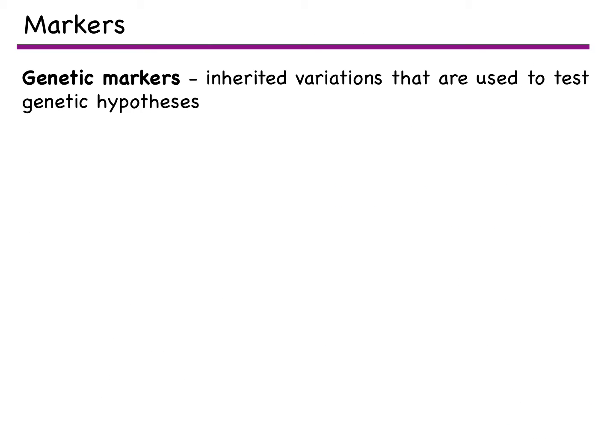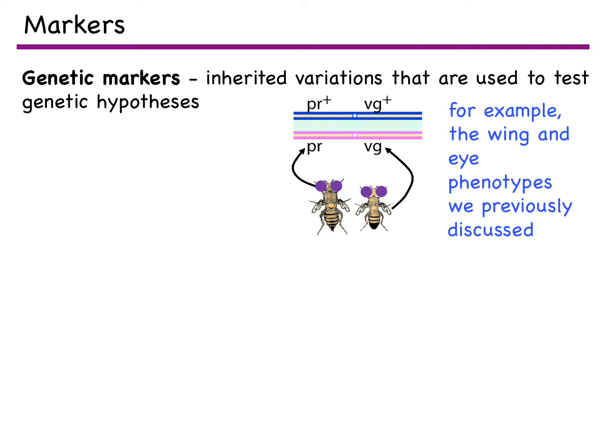So just a little bit about genetic markers. I've basically been talking about genetic markers for a little bit. They're just inherited variations that are used to test genetic hypotheses. So for example, the wing and eye phenotypes we discussed previously in our examples in lectures 1 and 2. Basically, the only difference between the purple plus and purple mutant allele is that the mutant allele has some alteration in the DNA sequence that gives rise to the mutant phenotype.